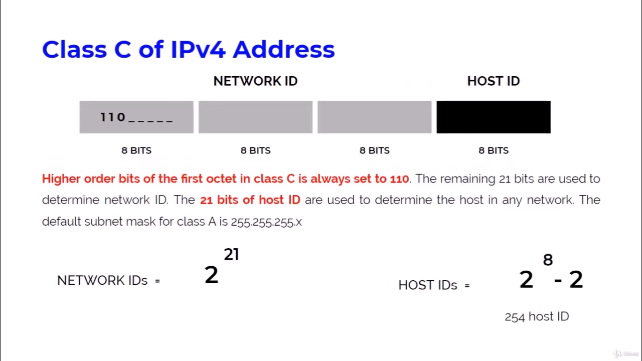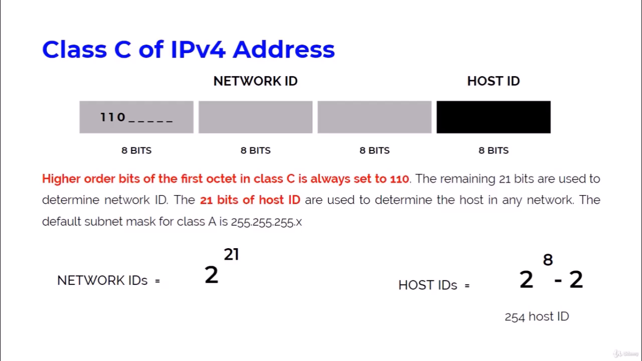The next one is class C. IP addresses belonging to class C are assigned to small sized networks. The network ID of class C is 24 bits long and the host ID is 8 bits long. Therefore, the available hosts are 2 raised to 8 minus 2, which is 256 minus 2, that is 254 host IDs available for class C.